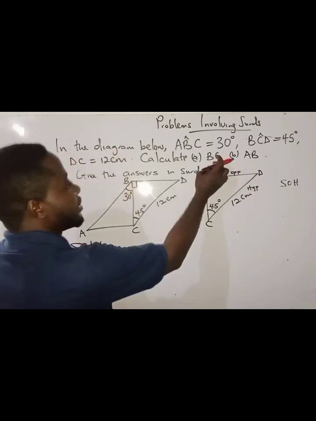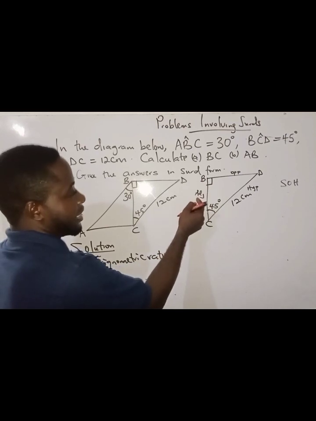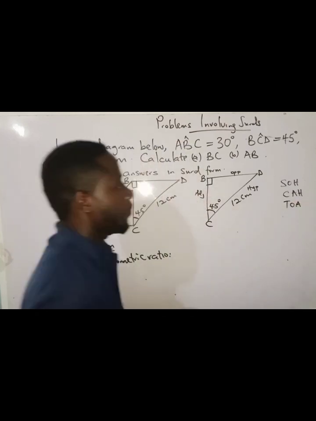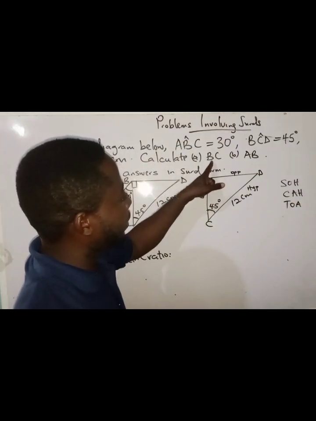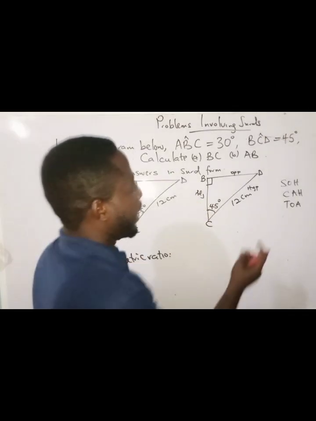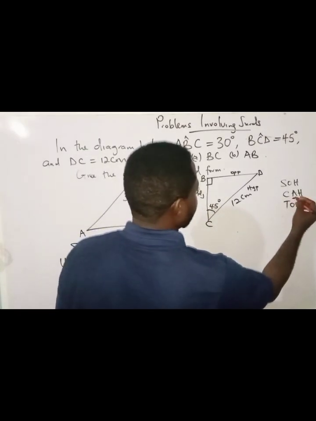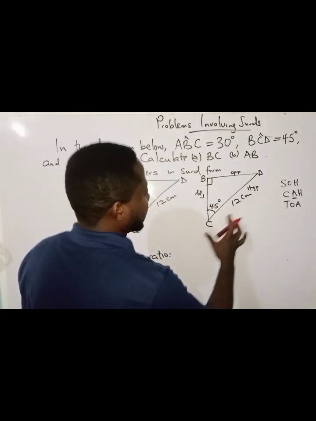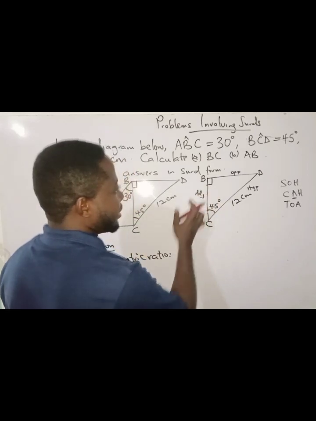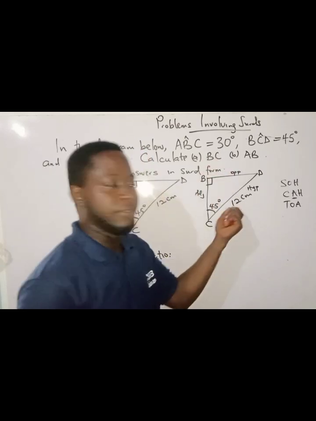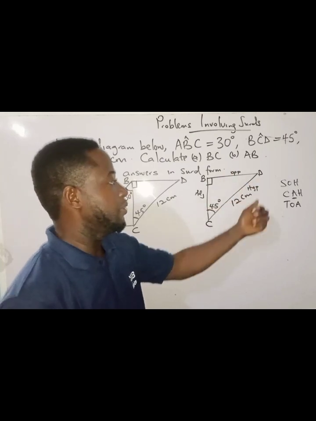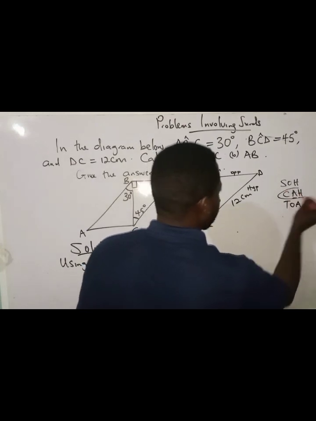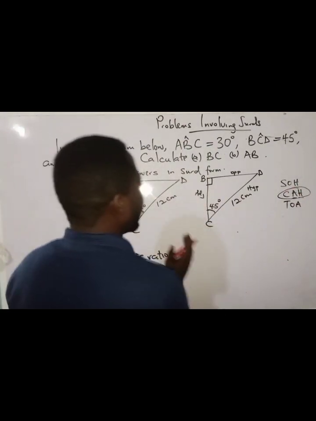But don't forget, you want to solve BC first. So that means I need to consider adjacent. We are asked to find BC, which is the adjacent, so I need adjacent in whatever I want to use. It's only CAH and TOA that have adjacent. Another thing is that I also need one side given. Opposite is not given, but hypotenuse is given already as 12 centimeters. So that means I can use CAH, and by using CAH, I will be able to get BC.